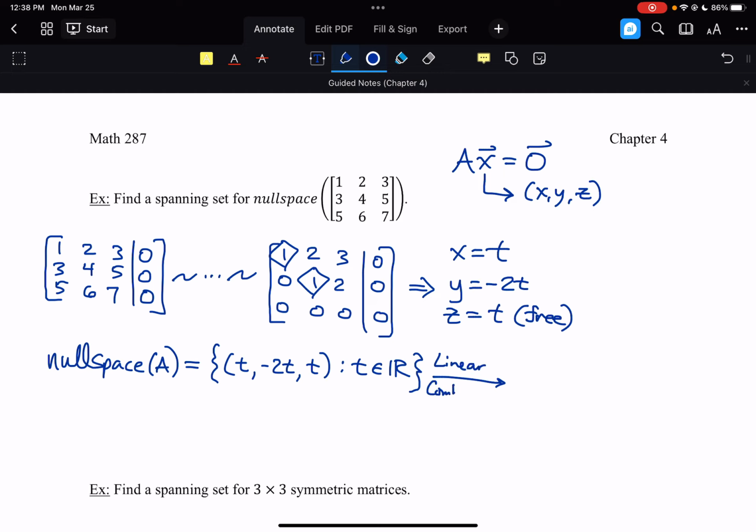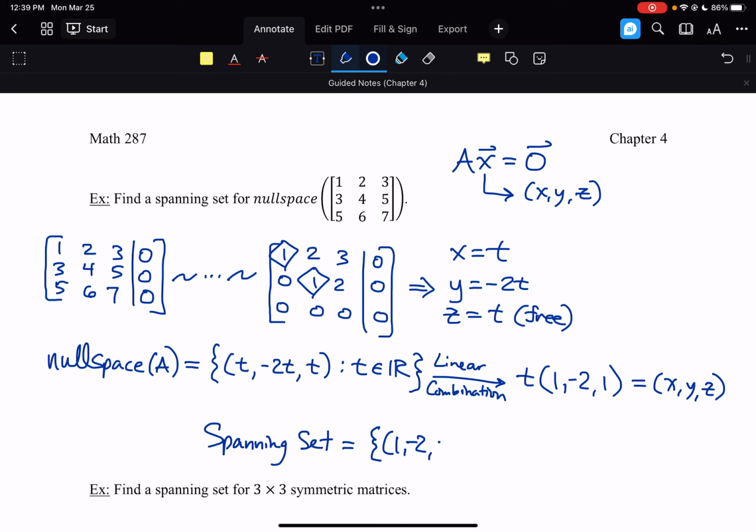So if we set this up as a linear combination, we can go ahead and factor out the t. So t times 1, negative 2, 1 equals x, y, z. Right? Any solution to this system has to have this form. But this is a linear combination of this vector with t acting as that constant, like C1 in this case. So the spanning set is just the set of this one vector, 1, negative 2, 1.